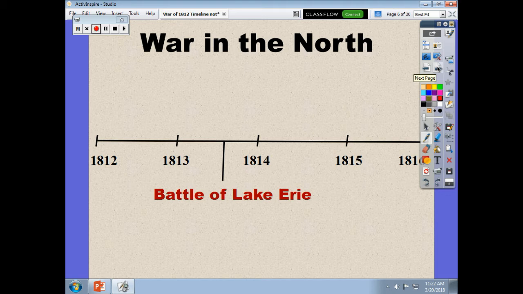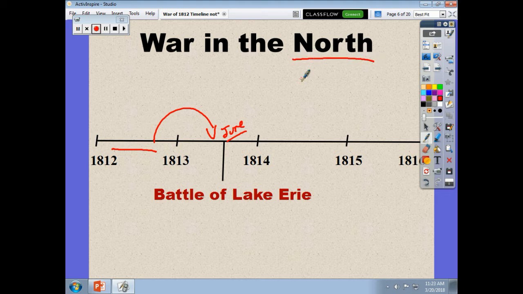We're going to now move into the Battle of Lake Erie, and notice we went from 1812 and now we're into 1813. This is about mid-year. It's about June of 1813. The Battle of Lake Erie is going to be an attempt by the British to invade from the north.